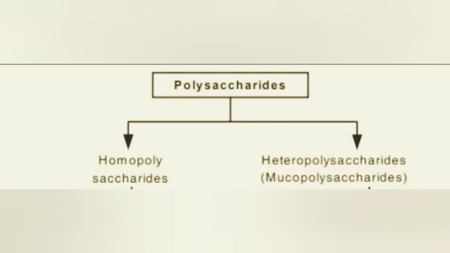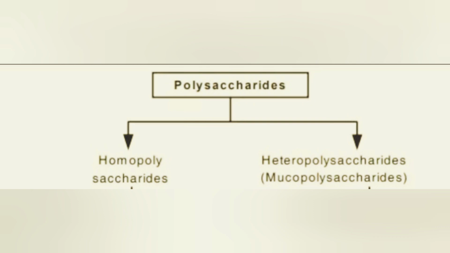We divide them into two types, homopolysaccharide and heteropolysaccharide. The homopolysaccharides are made of only one repeating monosaccharide unit, and the heteropolysaccharides are a mixture of different types of monosaccharides. Examples of homopolysaccharides are starch and glycogen, and examples of heteropolysaccharides are hyaluronic acid and heparin. In the next video, I will be discussing the classification in more detail.